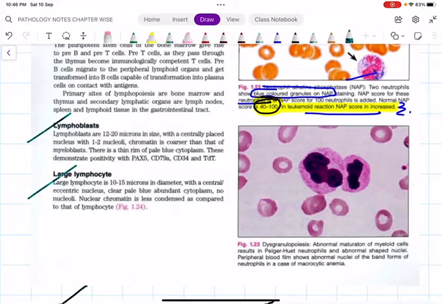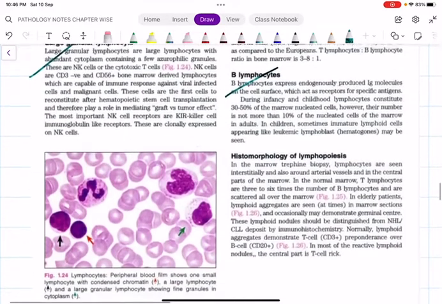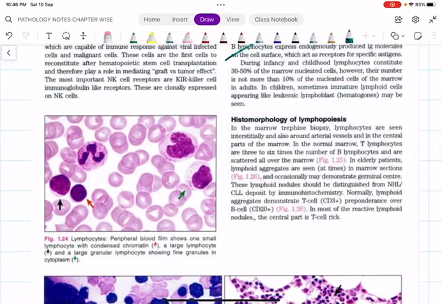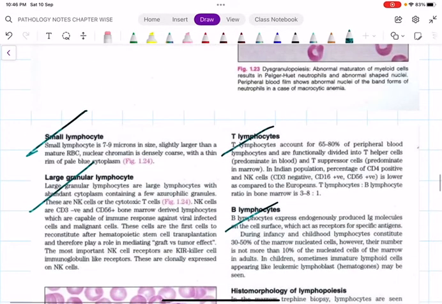You can see an abnormally shaped nucleus, right? Within a single cell you can see two sets of nucleus. So this is dysgranulopoiesis. See lymphocytes. What we can see here is a large and a small lymphocyte. How will you differentiate them? Large lymphocyte means you will be having a large nucleus which is basophilic. Small lymphocyte, the cell will be small, and the nucleus will fill almost the whole of the cell. Again it is basophilic.